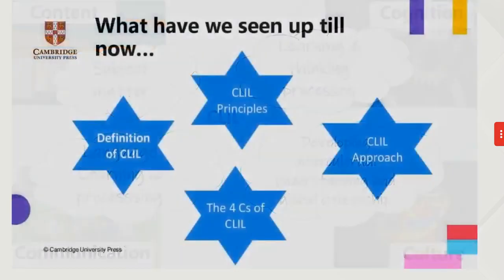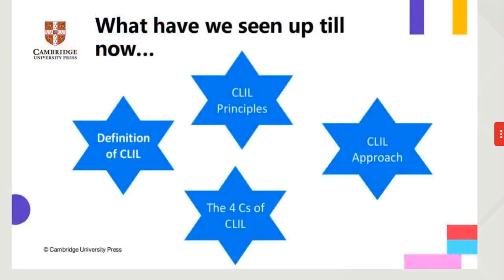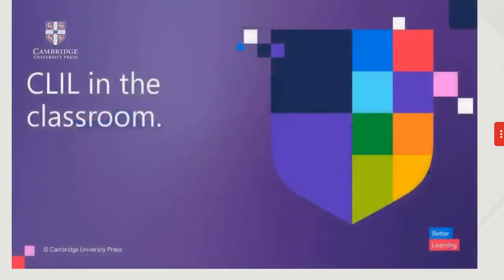Okay, so what have we seen up to now? So these are the 4 areas we've looked at. We've looked at what a definition of CLIL is. We've looked at the 3 CLIL principles. We've considered CLIL approaches in a CLIL lesson, and we've looked at what the 4 C's are, the framework which underpins a CLIL lesson. But what does this all look like in the classroom? What does it look like for us in the classroom?